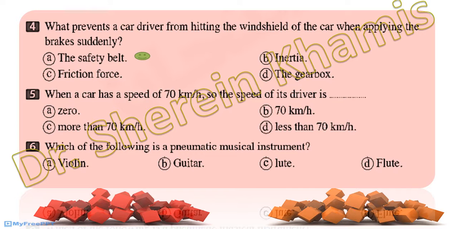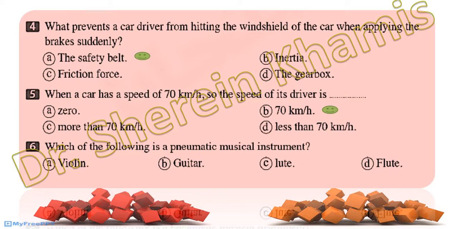Question 5 says that when a car has a speed of 70 kilometers per hour, the speed of its driver is: 0, 70 kilometers per hour, more than 70, or less than 70. The driver has the same speed as the car, so the speed of the driver will be 70 kilometers per hour.